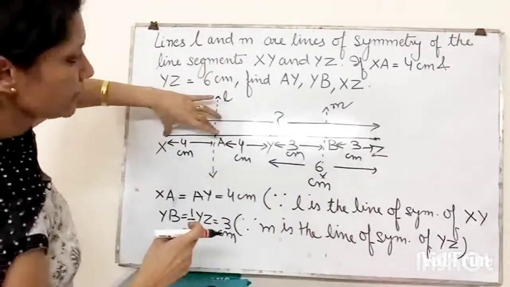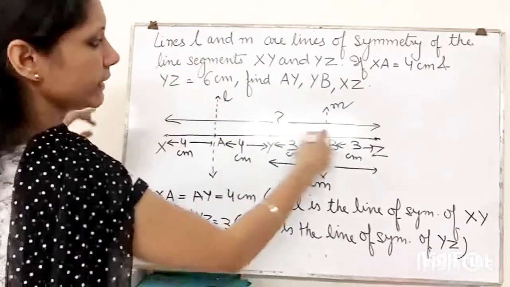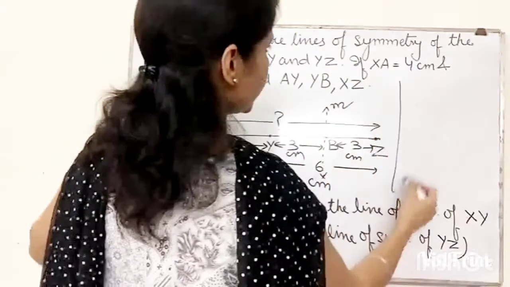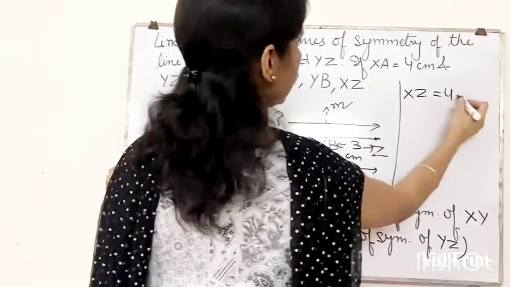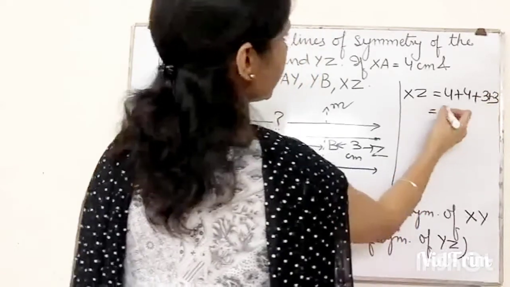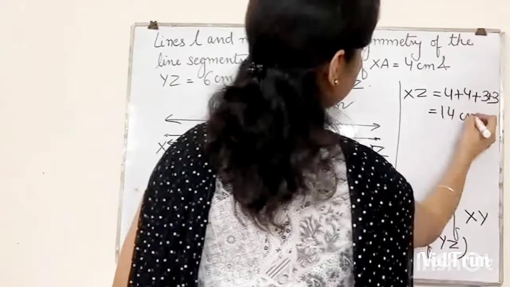Now we know this is 4, this is 4, this is 3, this is 3. Add them all and you will get the length of XZ. So we will say XZ is equal to 4 centimeter plus 4 centimeter plus 3 centimeter plus 3 centimeter. So how much is it? 14 centimeters.